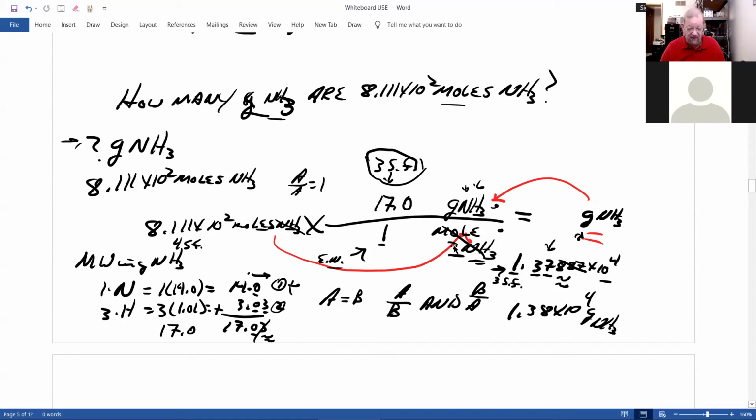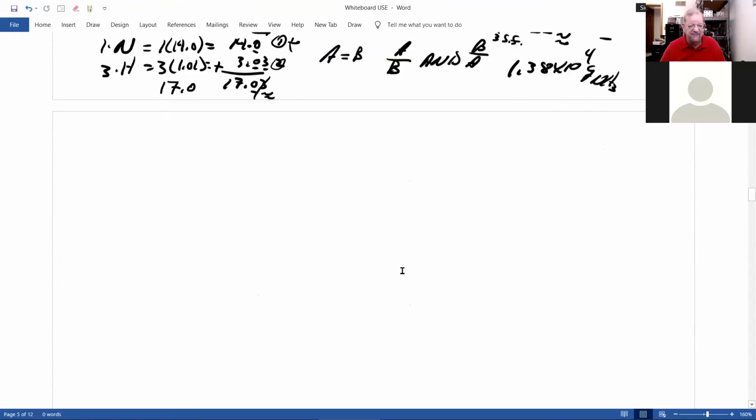Put what I'm trying to get rid of underneath. I don't want moles of ammonia in my final answer unit-wise. Where do you get this? 1 mole of a compound equals the molecular weight in grams. In this case of ammonia, the molecular weight of ammonia is the sum of all atomic weights. And therefore, I add it up, get 17.0, 1 mole of ammonia, 17.0, do the math, round it off, and I'm done.